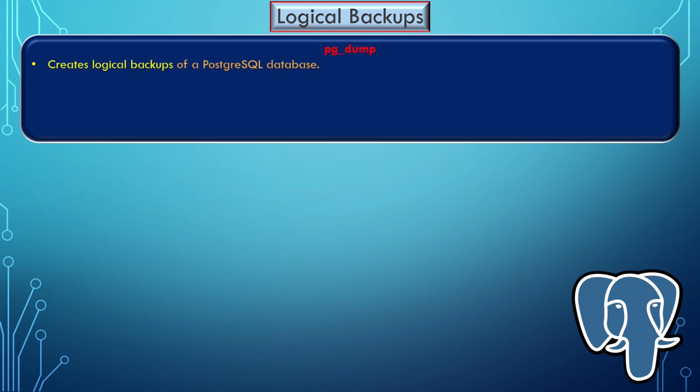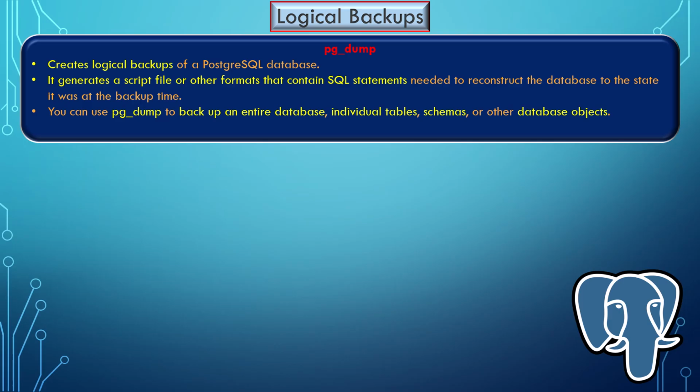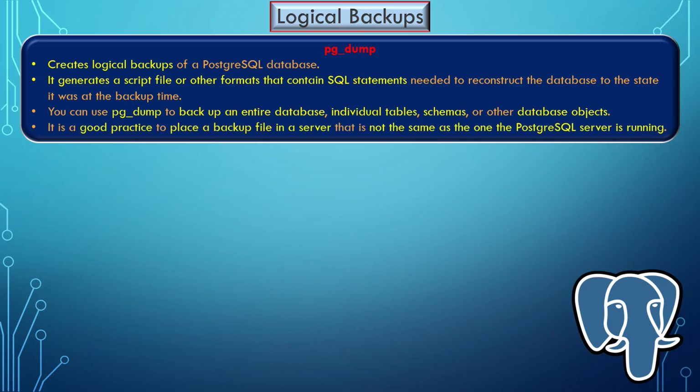pg_dump creates logical backups of a PostgreSQL database. It generates a script file or other formats that contain SQL statements needed to reconstruct the database to the state it was at the backup time. You can use pg_dump to back up an entire database, individual tables, schemas, or other database objects. It is good practice to place a backup file in a server that is not the same as the one the PostgreSQL server is running.